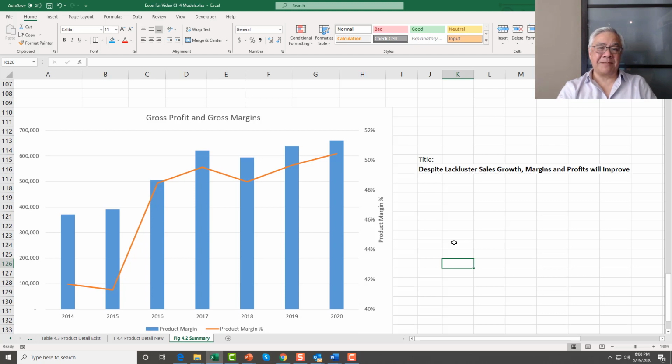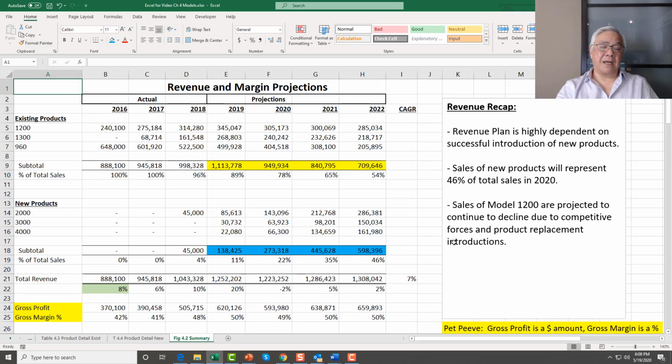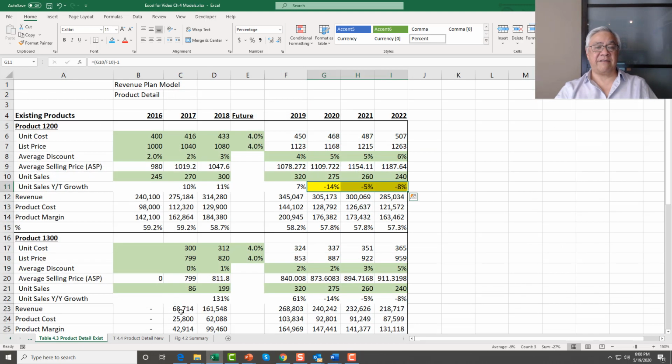So hopefully this happens, that somehow we remix the company to get back on firm footing with new products. And furthermore, that the new products can deliver higher gross profit margins so that the bottom line impact will be favorable. So this is the set of graphs that come from this set of data that come from the underlying detailed aspects of the specific products.